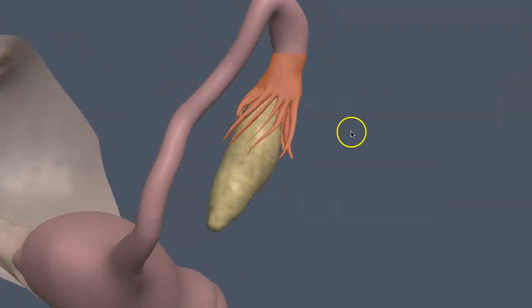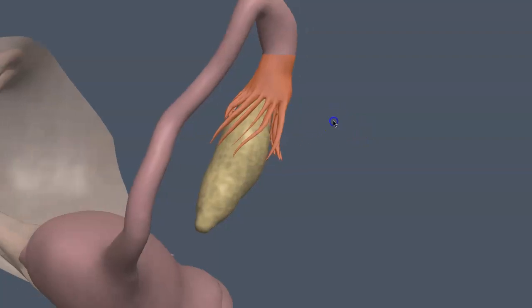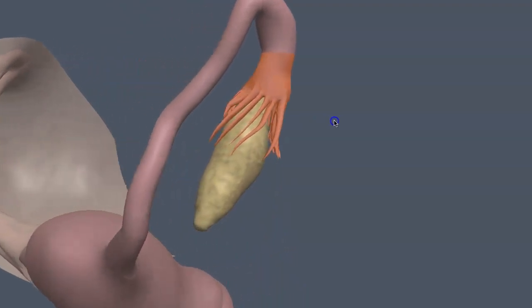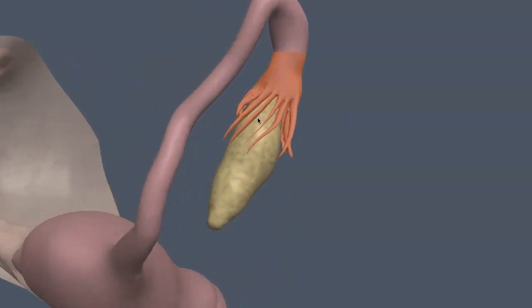Even though they look like they attach to the ovary, they actually just contact the ovary without adhering to the ovary. What they do is they sweep across the surface of the ovary, trying to capture the ovulated oocyte and move it into the infundibulum.